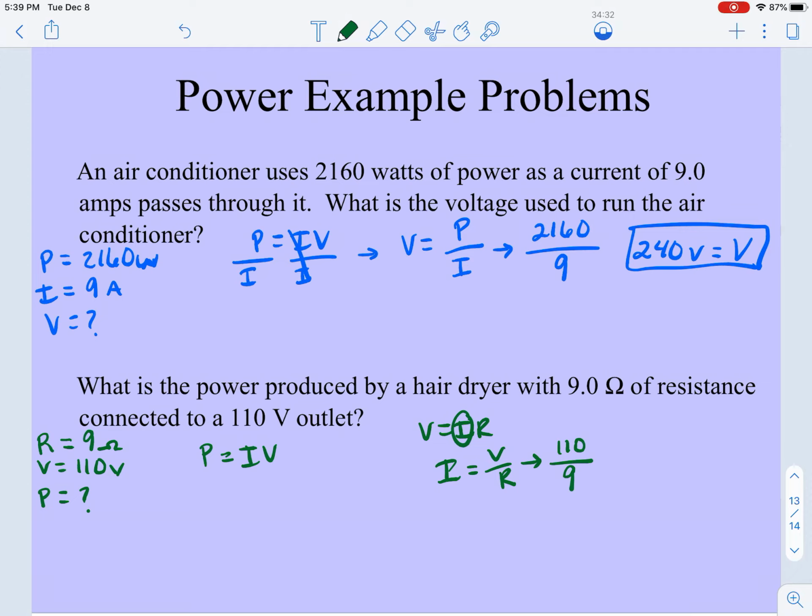And depending on what kind of information you have to work with, you may have to do the substitution of one formula into another if needed. So just wanted to point that out to you as an option. So when I perform my calculation over here to find my current, I have 110 divided by 9. And that's going to give me 12.2 repeating as my current.